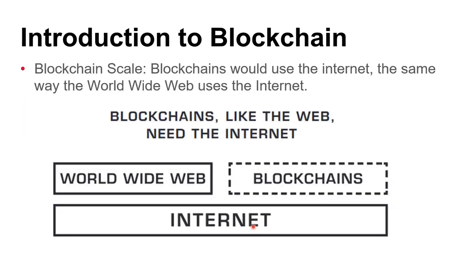So again, we see here how the vision for blockchains will be running on the internet, just as today the World Wide Web runs on the internet. A lot of people don't know the World Wide Web is actually a section of the internet, and blockchains would also have their own section of the internet as well.